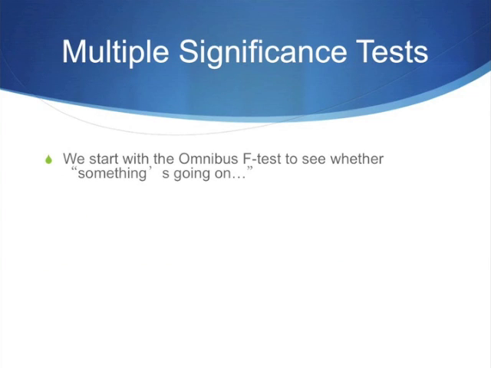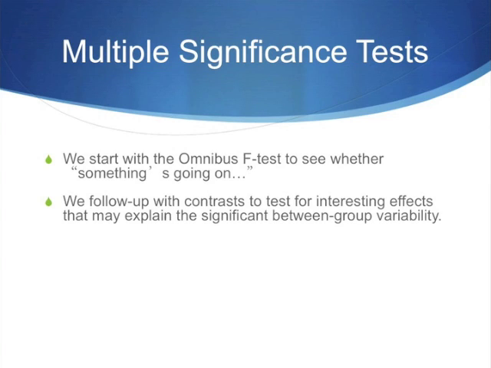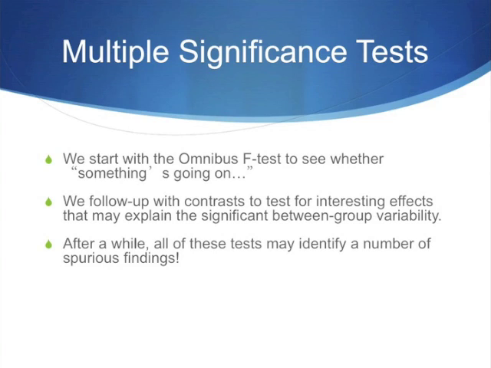So here what we did, we start with an omnibus F-test to see whether something is going on, and then we follow up with contrasts to test for interesting effects that might explain the significant between-group variability. And then after a while, and after we did all those tests, we might identify a number of significant findings. So we have four significant results among the six tests.